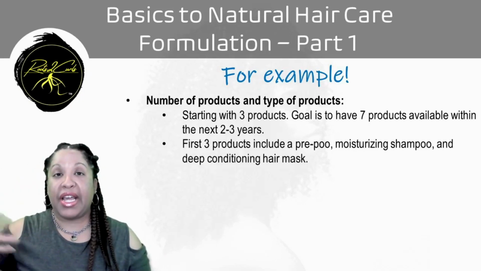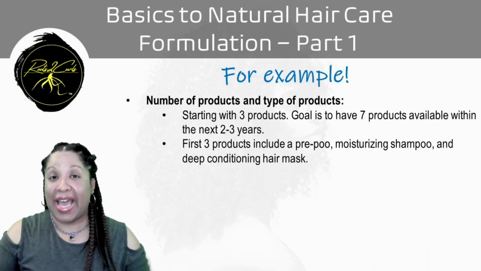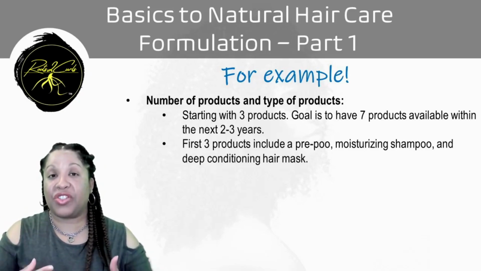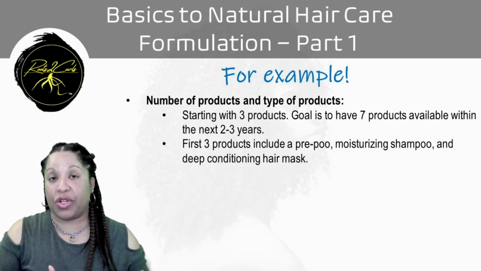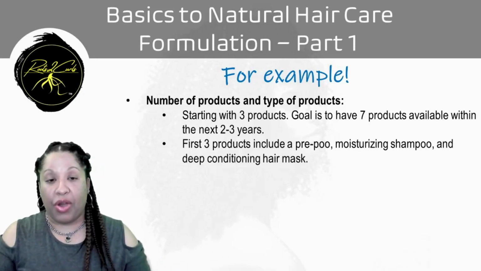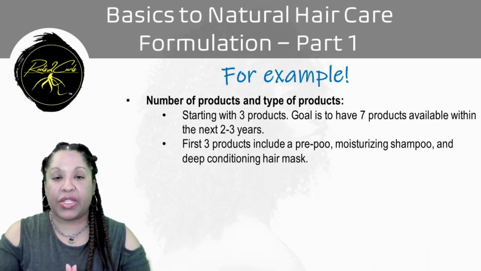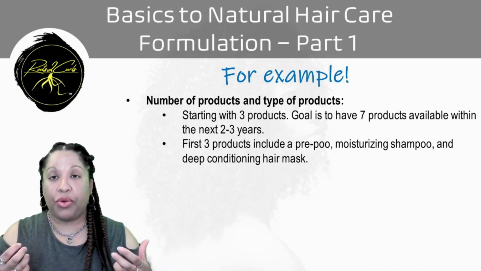Always keep in mind that down the road, you can always add to your product line. You're not stuck with just the 3 you created. You can always grow. So make sure you're looking at the long term versus the short term when you're starting your product line. And then the first 3 products will include a pre-poo, which is a shampoo.